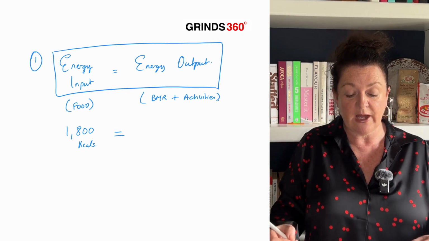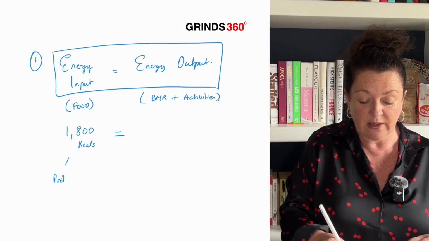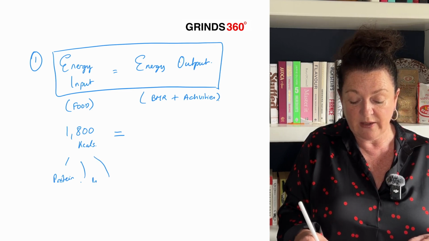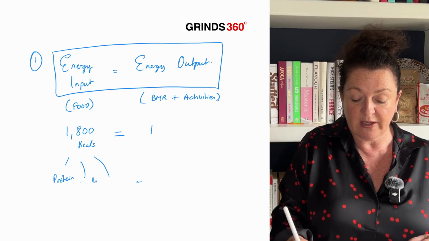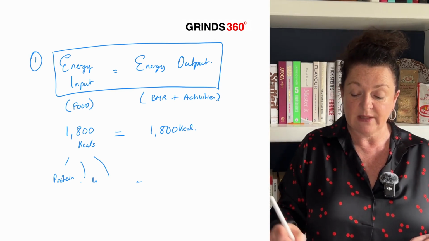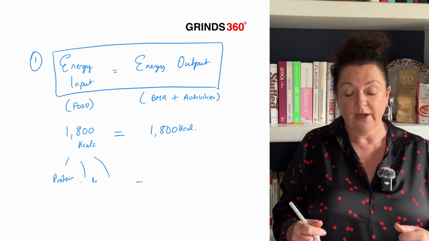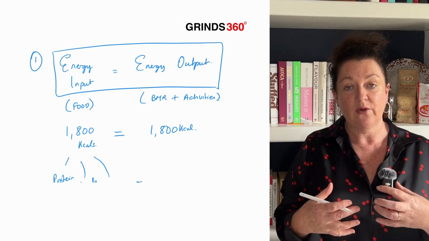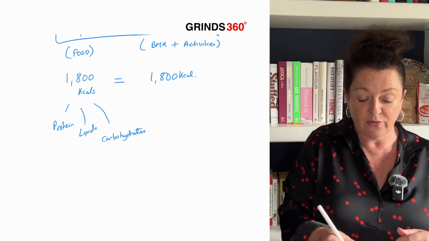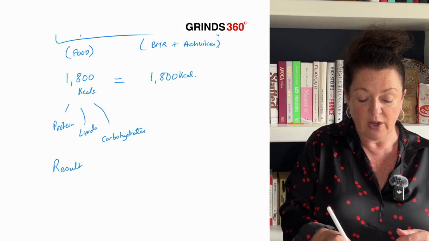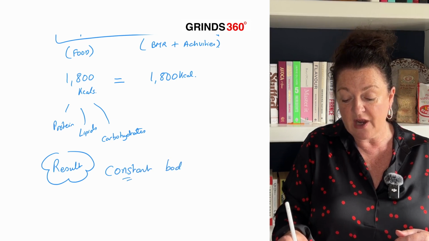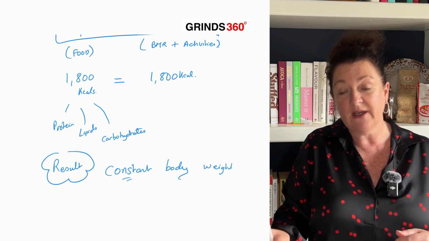So if 1800 kilocalories is ingested from nutrients like protein, lipids and carbohydrates, well then we need to have the same number of kilocalories used by the body on a daily basis. And basically one cancels out the other. Now, if we're consuming the same amount of kilocalories a day that we are using for our BMR and our activities, the result will be that we will have what's known as a constant body weight. And it's quite amazing, really, the way our body is able to adjust.